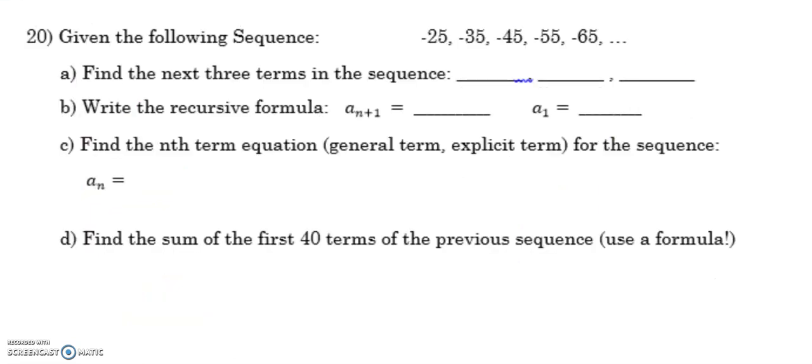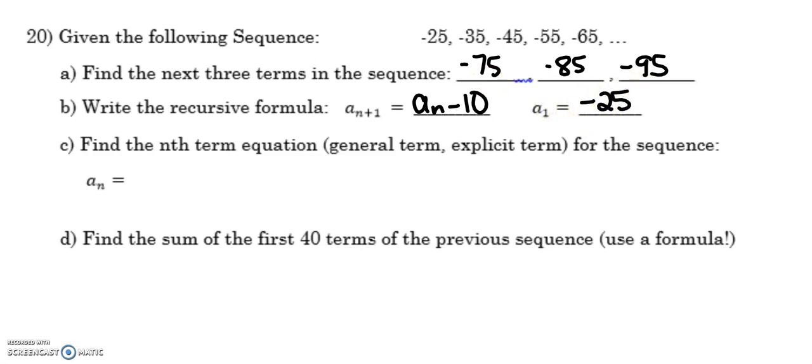All right, given the following sequence, we've got a whole bunch of stuff we need to find. So looking at this, I've got negative 25, negative 35, negative 45, negative 55, negative 65. And so if I continue that pattern, it looks like I'm going to go with negative 75, negative 85, and negative 95. My pattern was that my next term, a sub n plus 1, was equal to the previous term lowered by 10 with the starting term of negative 25.